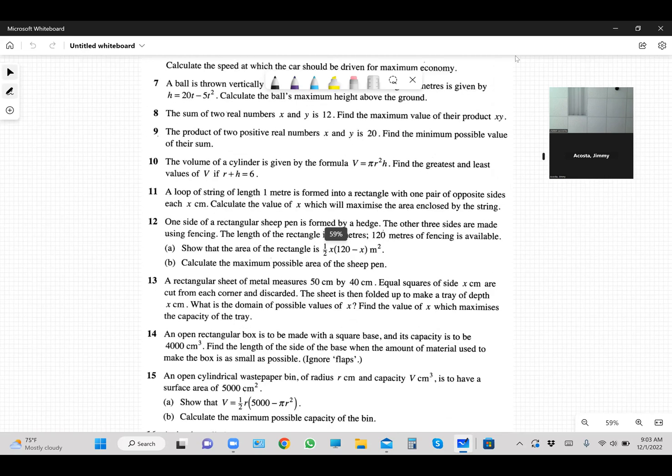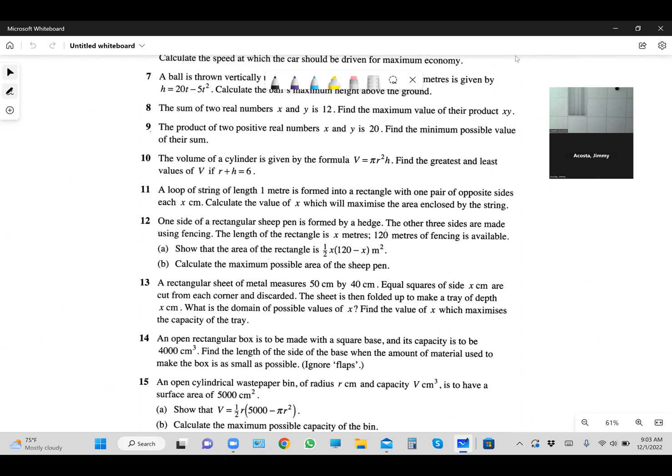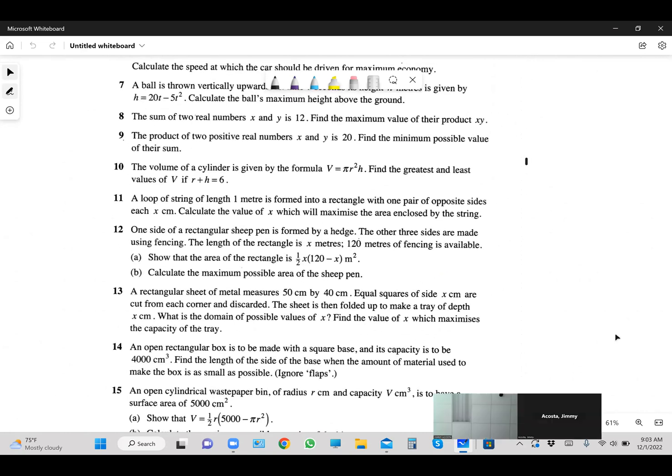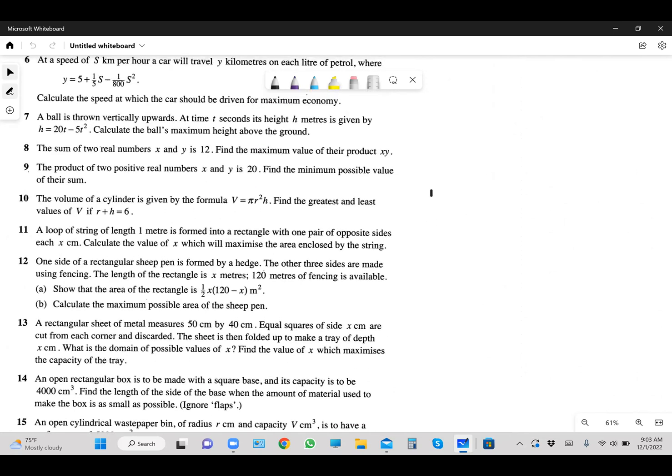All right, so you start on number 10. Okay, perfect. So let's work on it. Let me go ahead and minimize this here on my side. All right, it says there, the volume of a cylinder is given by the formula V equals pi r squared times the height. Find the greatest and least values of V. So they want you to find the max of V and the min of V.